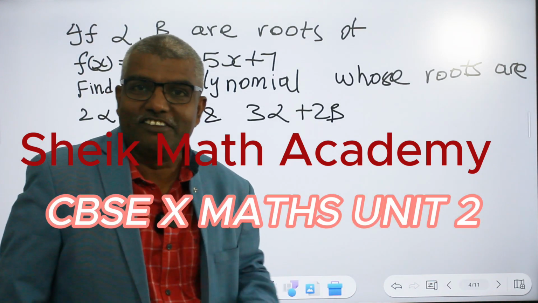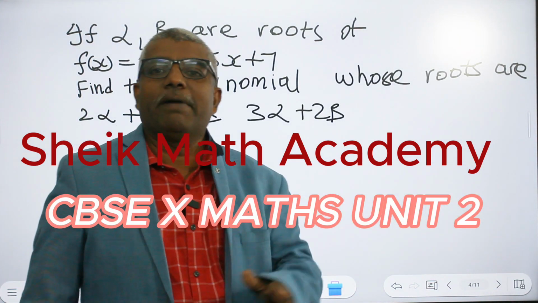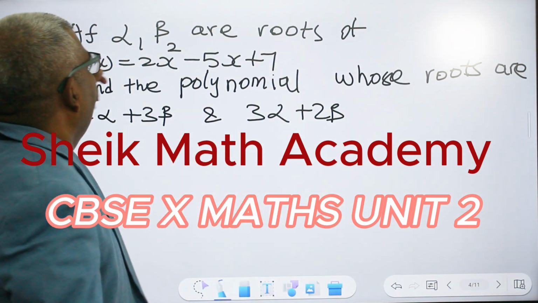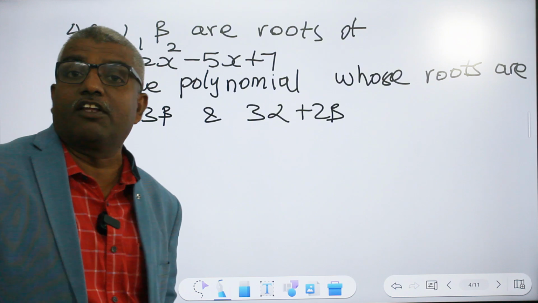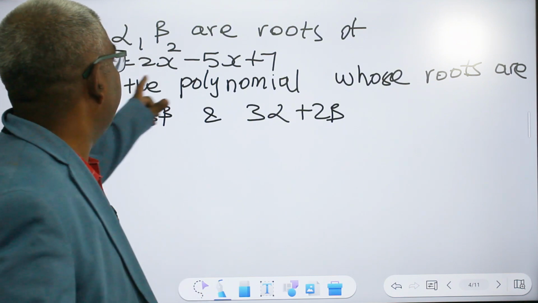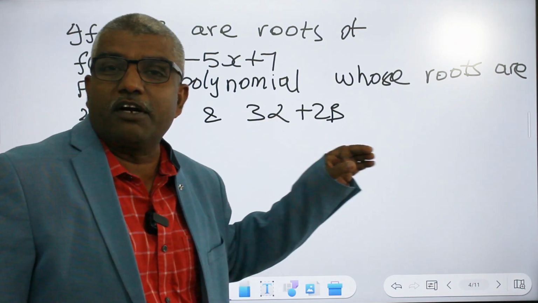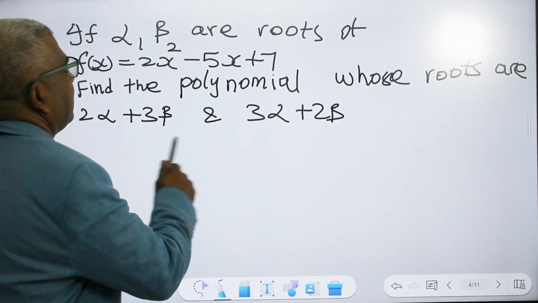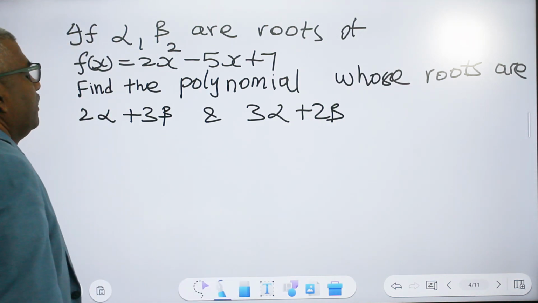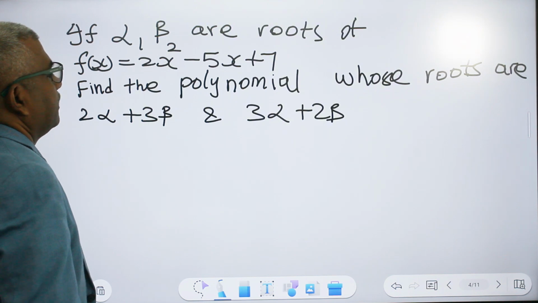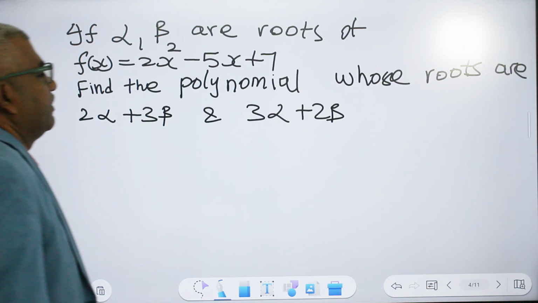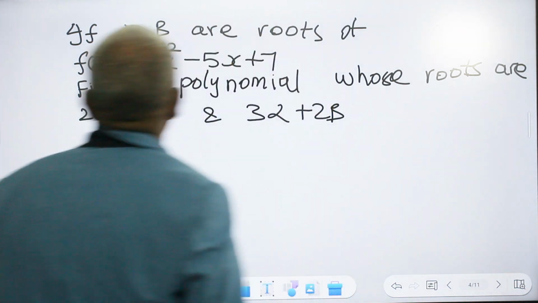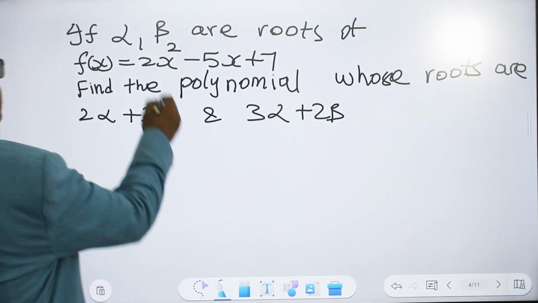In this lesson, we are going to see CBSE Grade 10 Maths Unit 2 Polynomial. If alpha and beta are the roots of the polynomial f of x is equal to 2x squared minus 5x plus 7, find the polynomial whose roots are 2 alpha plus 3 beta and 3 alpha plus 2 beta. Now first to find this one.